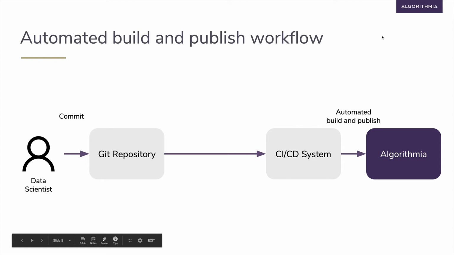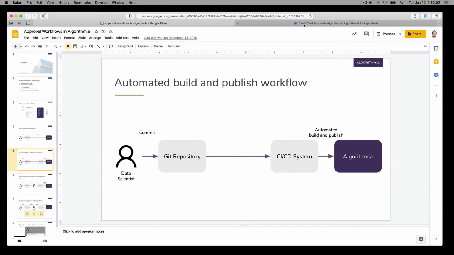So if we look at a visual representation, previously we were committing to a Git repository by clicking save, and then we were doing a build and publish within the Algorithmia interface. Now what we're going to do is insert a CI/CD system to do an automated build and publish whenever we push our code changes to Git. That'll end up as a new version in Algorithmia. So let's take a look and see what that looks like.